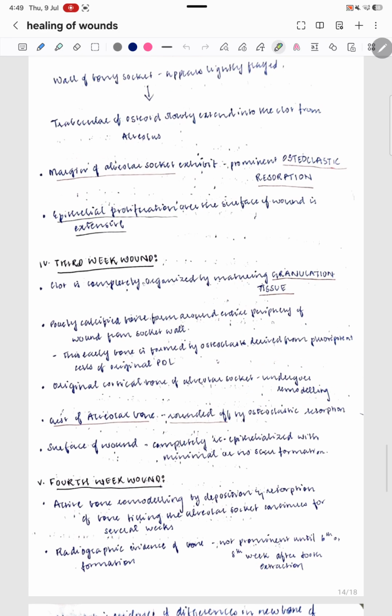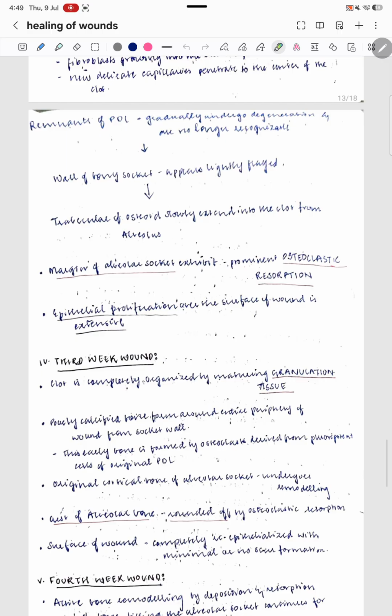This is a little too much and complicated to understand. So we just need to understand that there is a clot formation, and then after the clot formation, there is a formation of a fibrin layer.